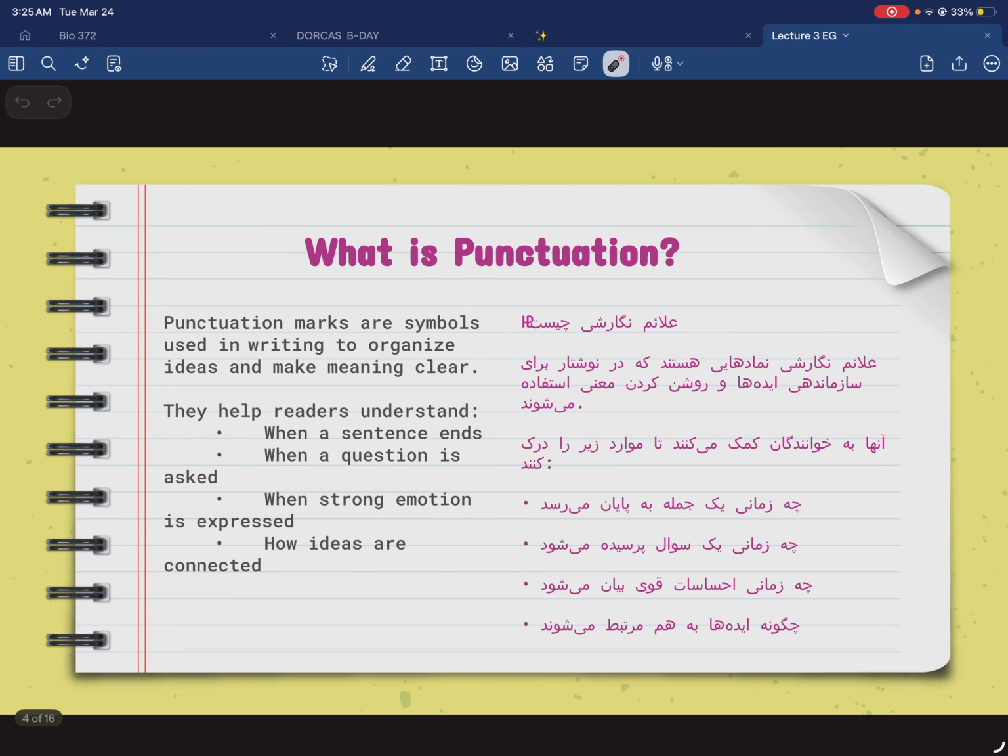All right. So, what is punctuation exactly? Punctuation marks are symbols used in writing to organize ideas and make meaning clear. They help readers understand when a sentence ends, which is when an idea ends, like when something is a complete thought, when a question is asked, when a strong emotion is expressed, and how ideas are connected.